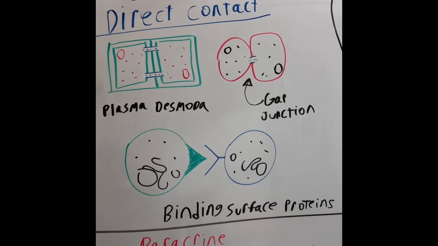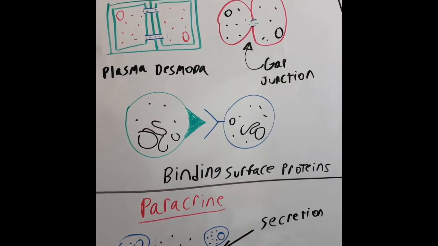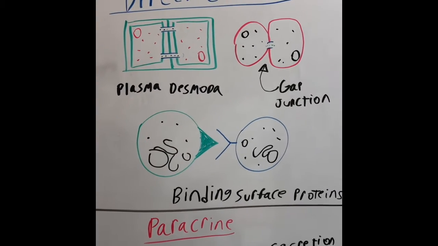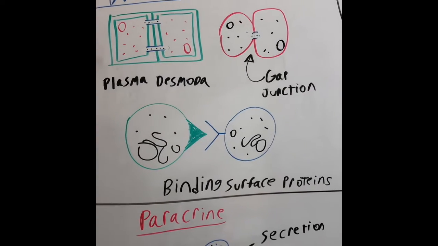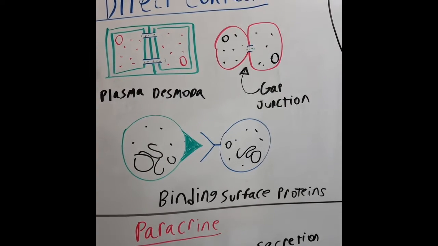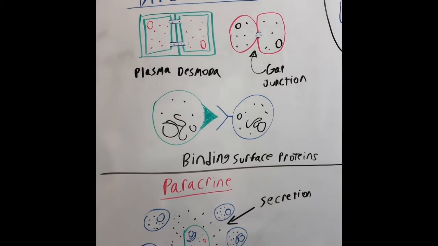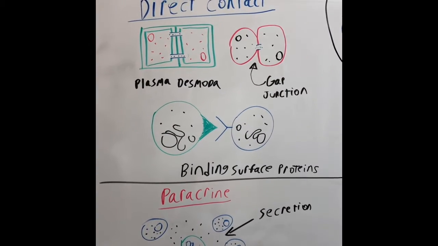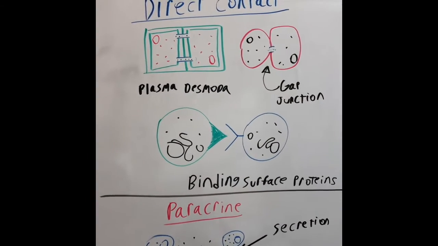And another way cells bind to each other if they're not directly touching all the time is binding surface proteins. These are just things like in your blood. These shapes are kind of oversized to exaggerate it, but you have one that's like a triangle shape, another one that fits a triangle shape, and they fit together perfectly, and that's how they talk.